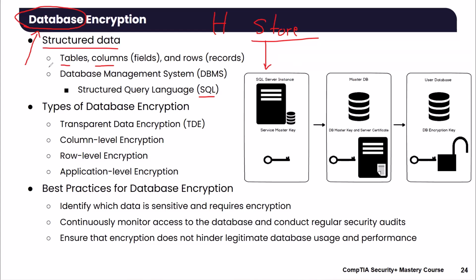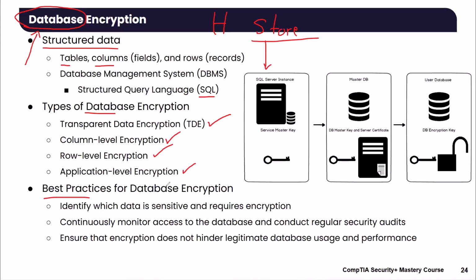It could be names, social security numbers, whatever data we have in that database, we're going in over securing that. What are some of the types of databases? Well, you have the transport data encryption, you have your column level encryption, row level encryption, application level encryption. Again, unless you work with the databases, this is really not that big. But again, this is the type of encryption that we can do on databases.